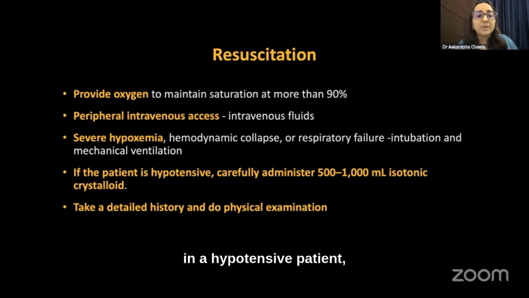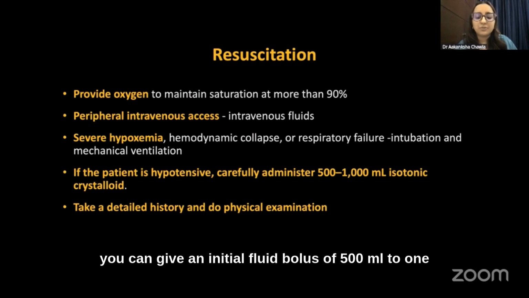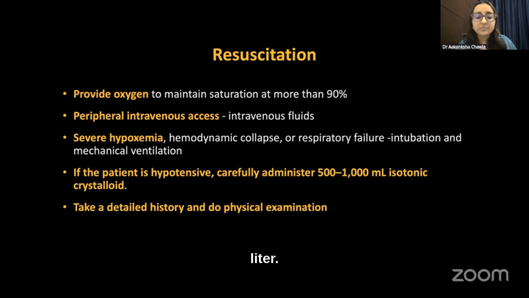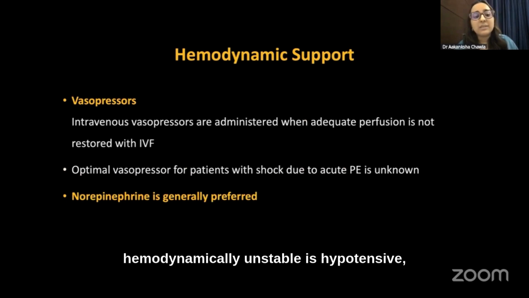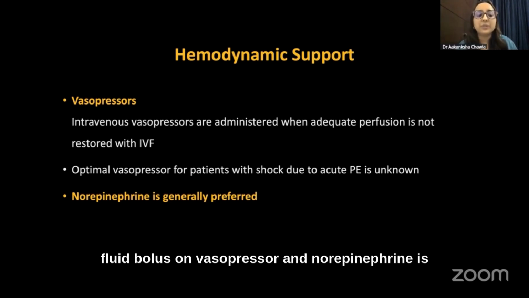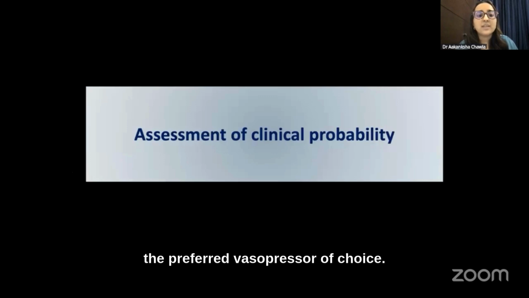In a hypotensive patient, you can give an initial fluid bolus of 500 ml to 1 liter. And if the patient is still hemodynamically unstable, is hypotensive, then after the initial fluid bolus you start the patient on vasopressor, and norepinephrine is the preferred vasopressor of choice.